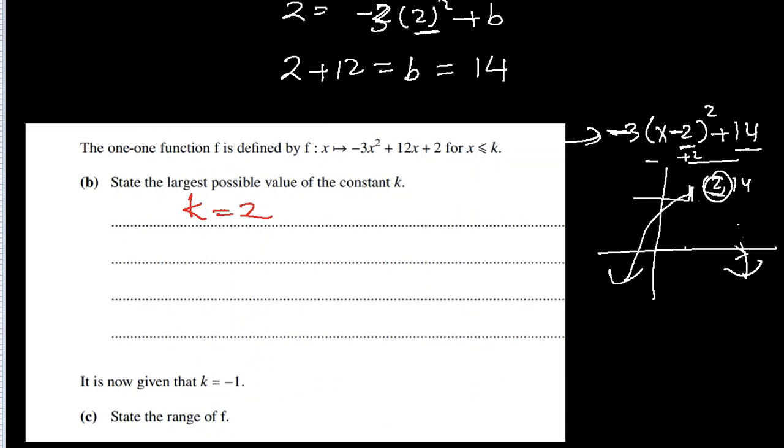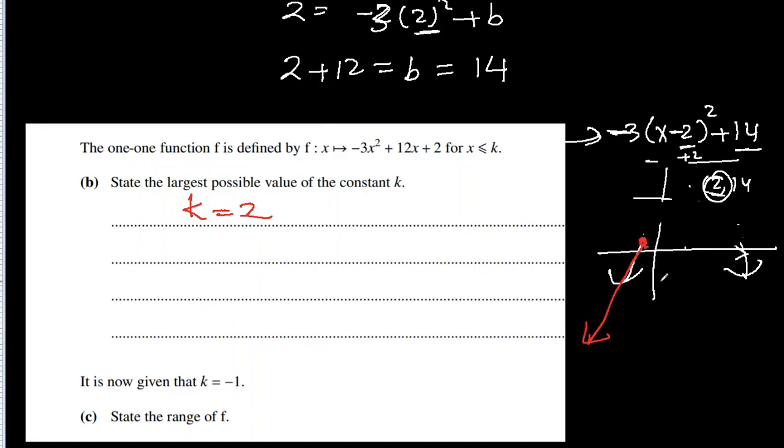It is now given that k is minus 1. So they're not dealing with the largest one now. They're saying minus 1. Let's say minus 1 is here. So I will erase the function after this. Let me erase it. So they stopped at minus 1. They didn't go to plus 2. Suppose this is the graph, a very small graph starting from minus 1 and coming down somewhere here. It is now given that k is minus 1. State the range of f.